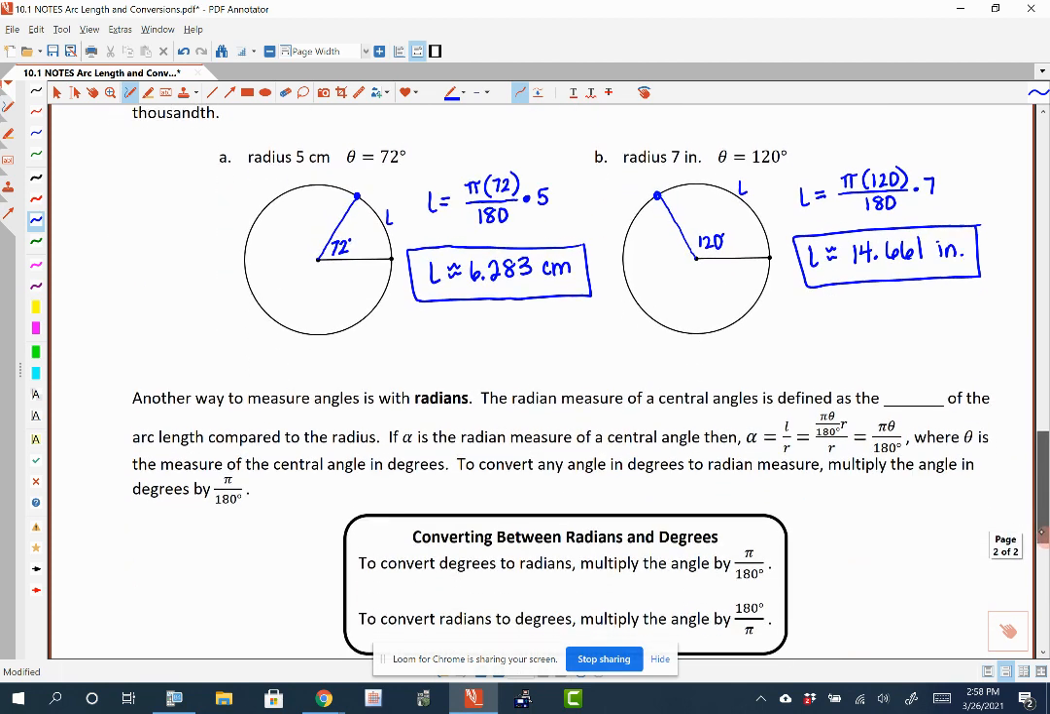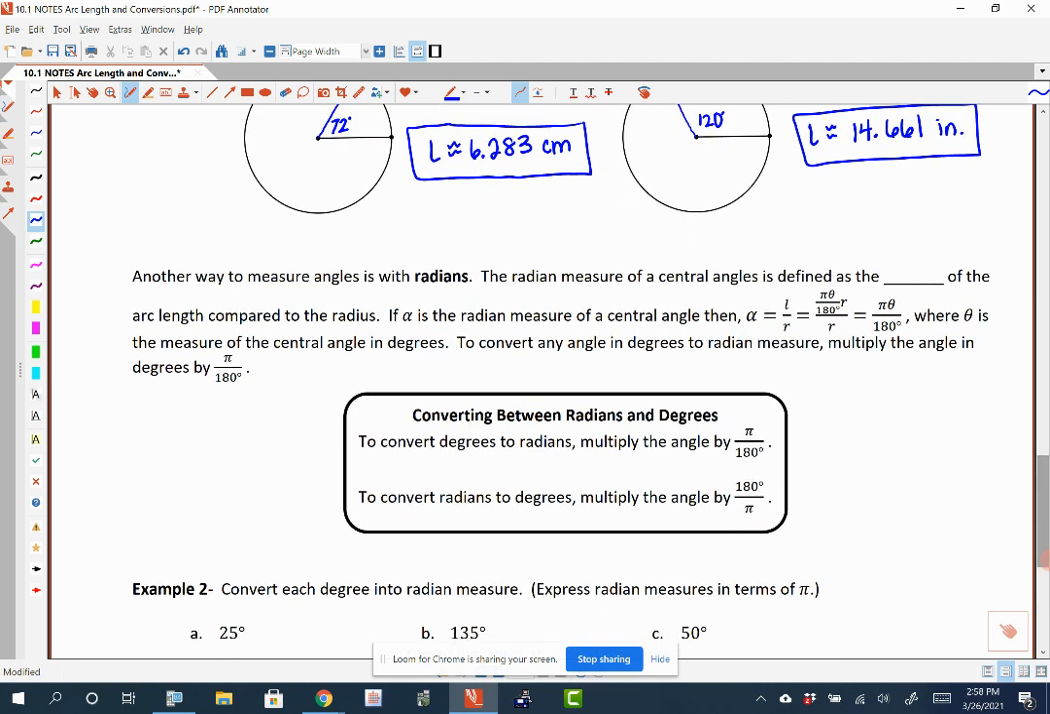So let's move on to the radians that was in our objective. It says that another way to measure angles is with radians. The radian measure of a central angle is defined as the ratio of the arc length compared to the radius. So that's right there. When we think of radians now, we need to think of this ratio: arc length, which we now know is represented with L, as compared to the radius.